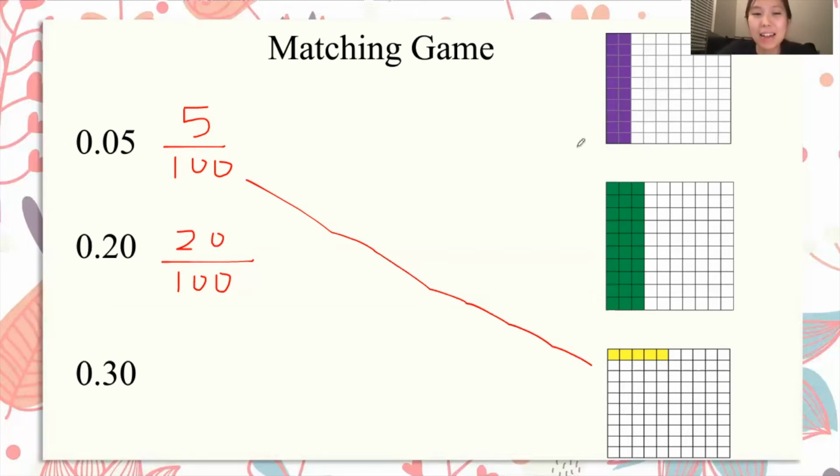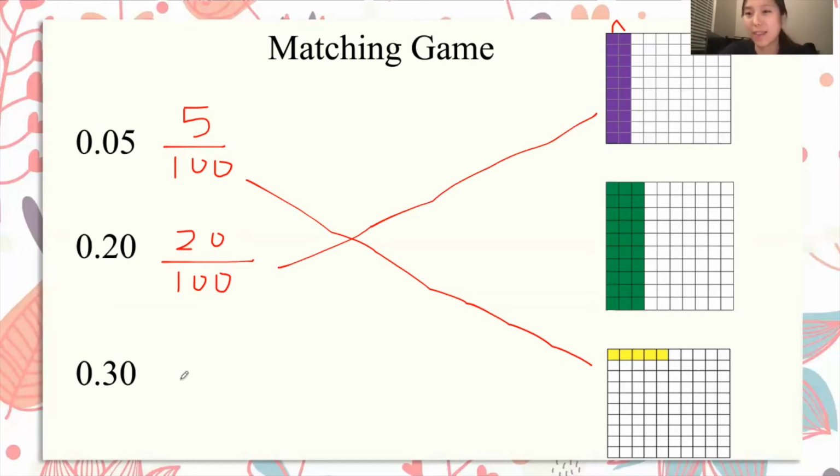So let's count which unit square has 20 shaded parts. The purple one or the green one? Yes, the purple one. We can count 1, 2, 3, 4, 5, 6, 7, 8, 9, 10. And we have 2 tens here, which is 20. So we connect them together. Great job!